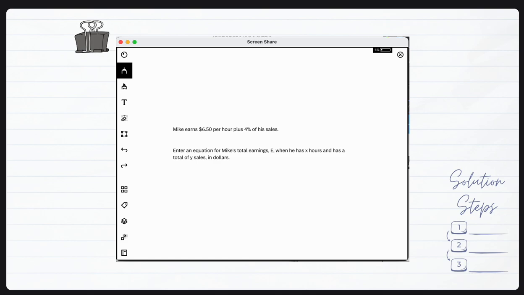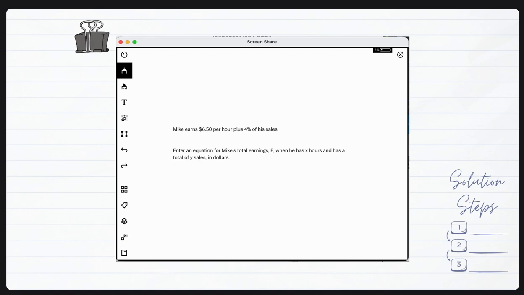Another type of equation problem you'll encounter involves writing an equation. Mike earns $6.50 per hour plus 4% of his sales. Enter an equation for Mike's total earnings, E, when he has X hours and has a total of Y sales in dollars. All of that can be kind of confusing, so take a breath. Let's break it all down.